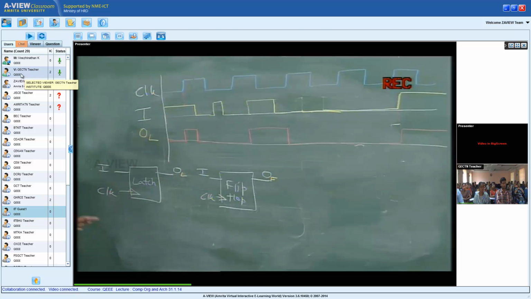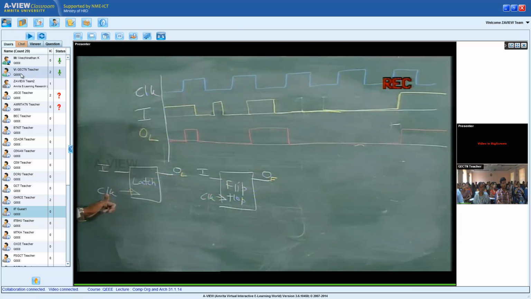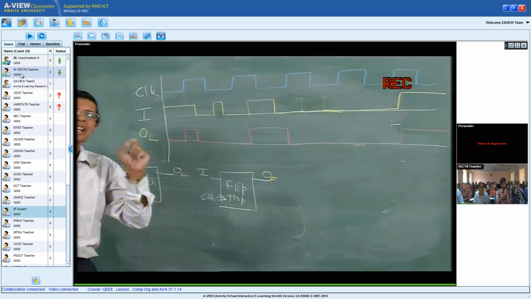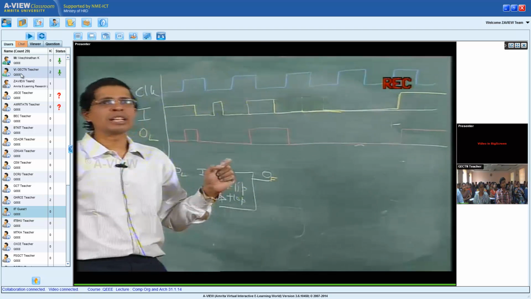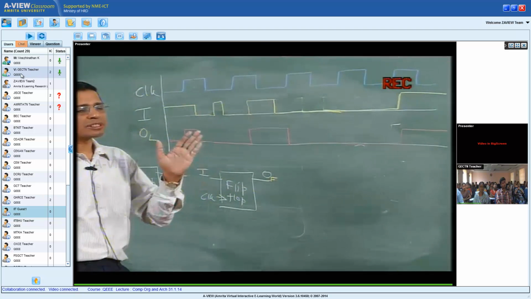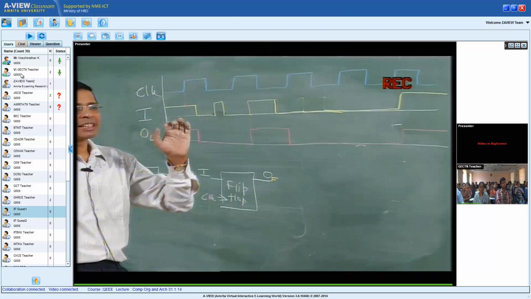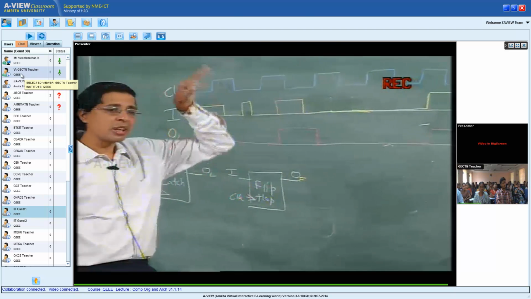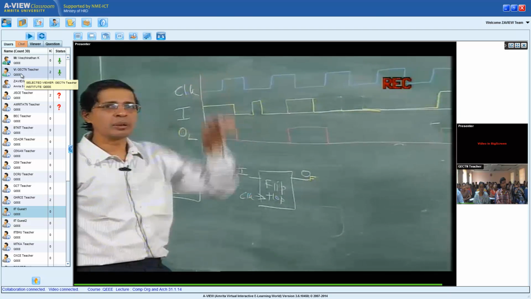So this is how a latch will behave. In the case of the latch, when the clock is 1, whatever is there on the input will go to the output. When the clock is 0, whatever was there on the output when the clock was 1 will be retained. So the latch is still a storage element, but it will retain whatever was there on the latch when the clock was last at the level 1.